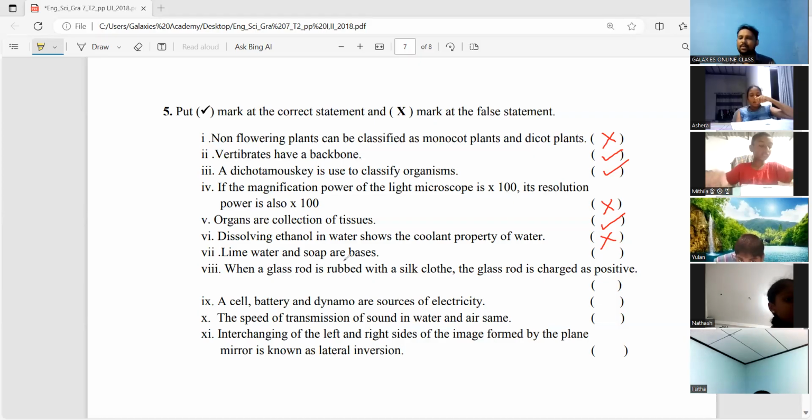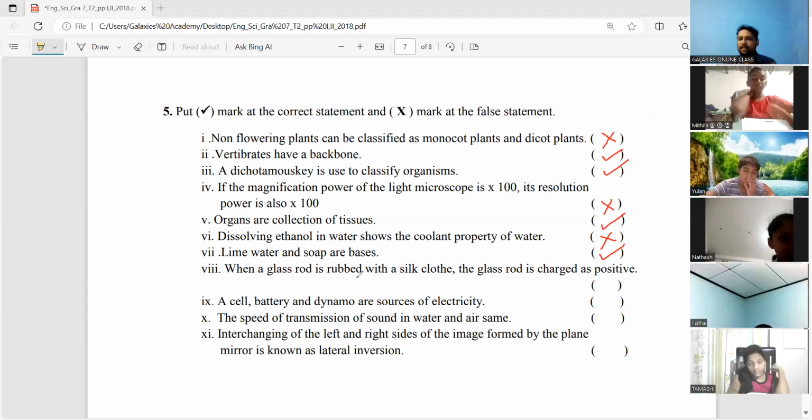Lime water and soap are bases. Is it correct or incorrect? Correct. Both are bases. Number 8, when a glass rod is rubbed with a silk cloth, the glass rod is charged as positive. Positive or negative? No, negative. So this one is incorrect.